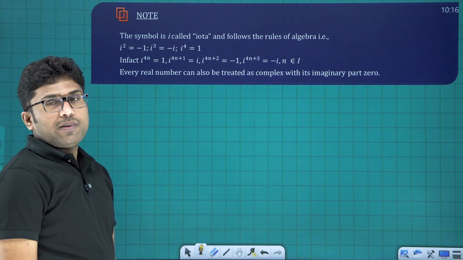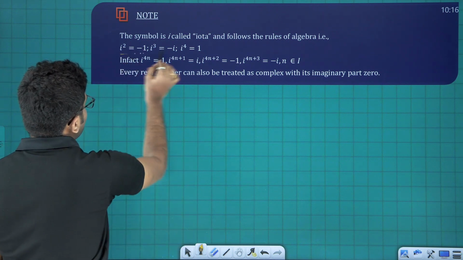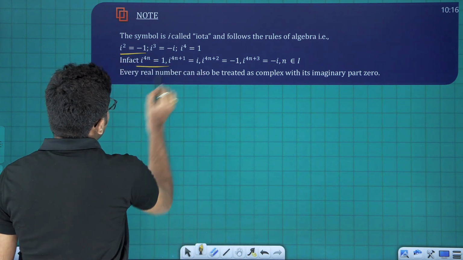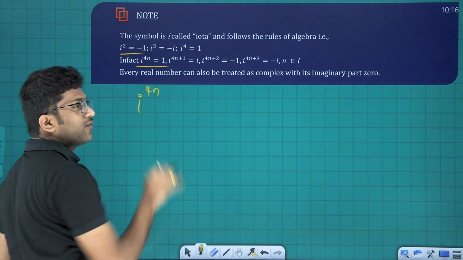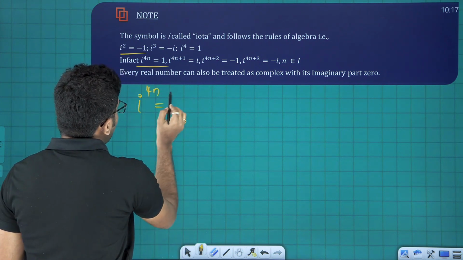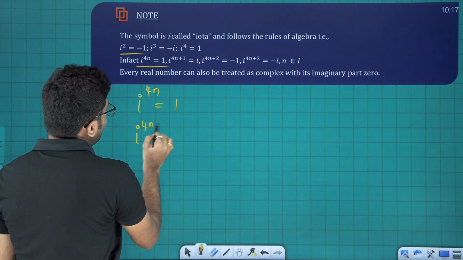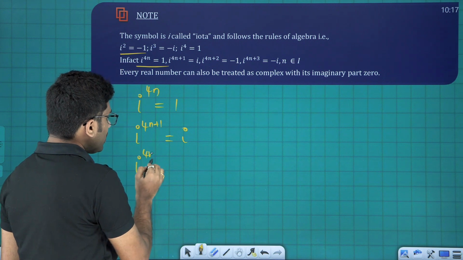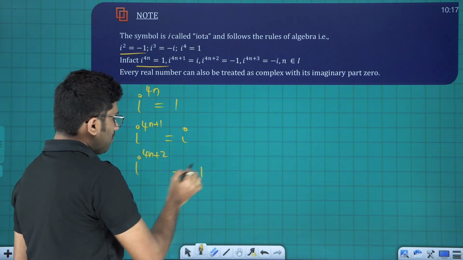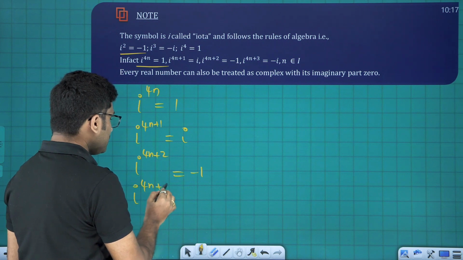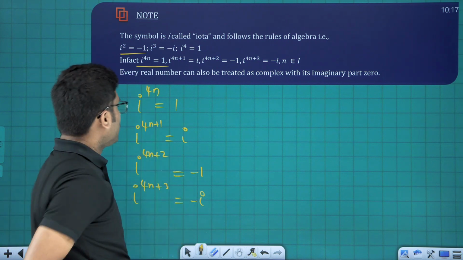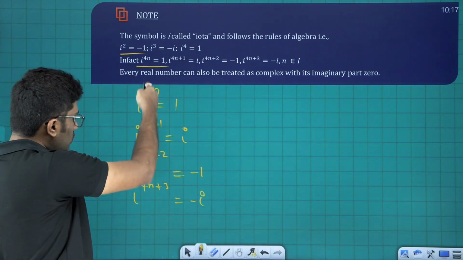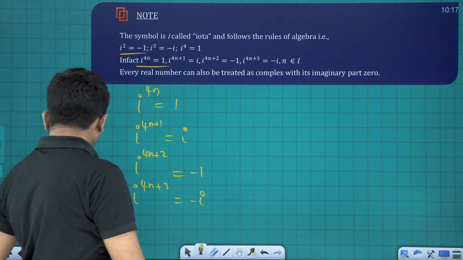Next, iota, integral powers of iota. If you see this, friends, i square is -1, i cube is -i, and i power 4 is +1. So integral powers of iota are for all i raised to multiples of 4, i power 4n is 1, i power 4n plus 1 is i power 4n into i power 1, which is i, i power 4n plus 2 is i power 4n into i square, which is minus 1, i power 4n plus 3 is which is minus i, and i power 4n is 1. So for all integral powers of iota, we use these 4 things and we get the value of i.